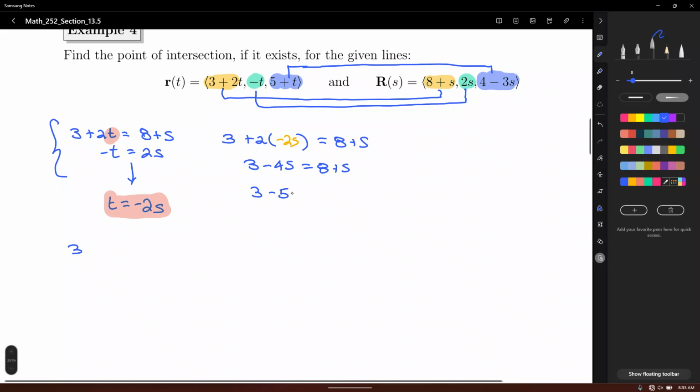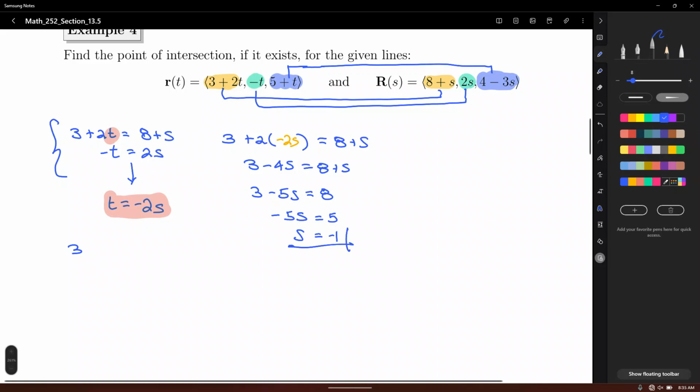Okay, here's where I have a little issue with my writing. Sometimes my 5 looks like an s or vice versa. If something is not clear, please raise your hand. That's fine. Let me know. Okay, and that equals 8. And then I'm going to subtract the 3 on both sides. That's going to give us negative 5s equals 5. That means s equals negative 1. All right? So that's s equals negative 1.